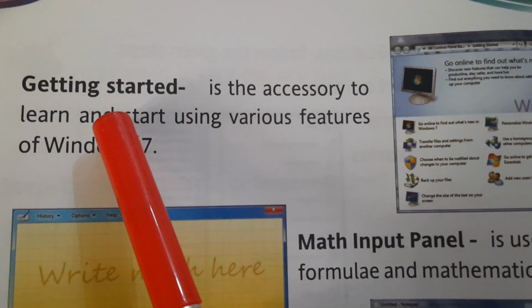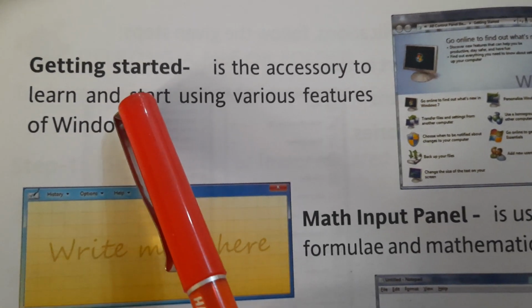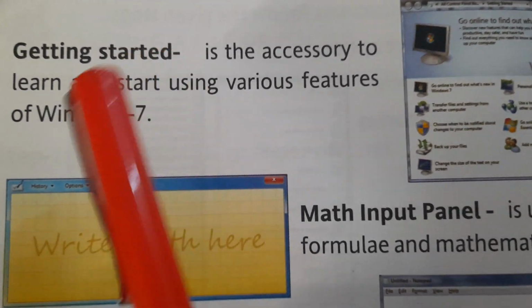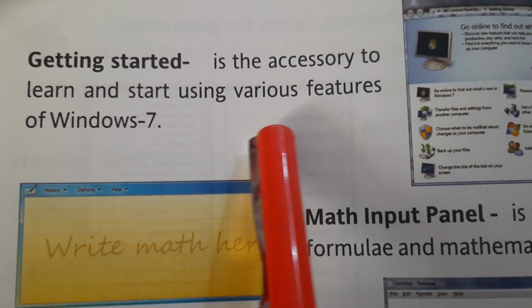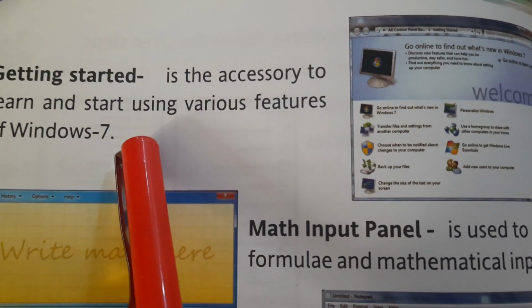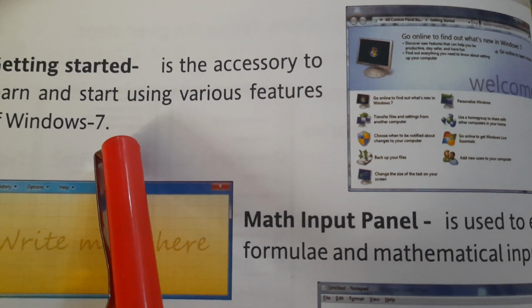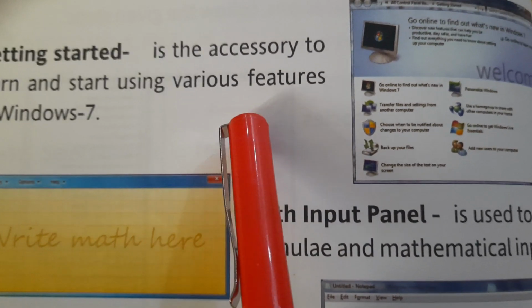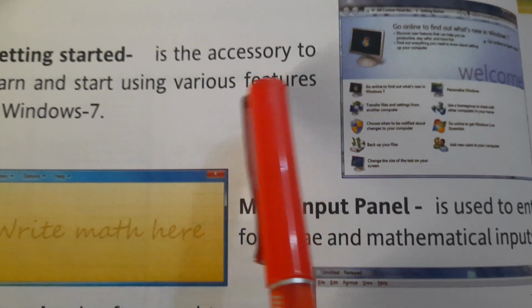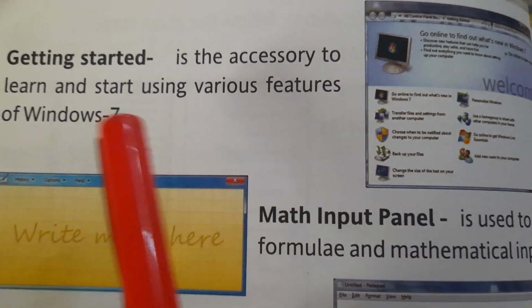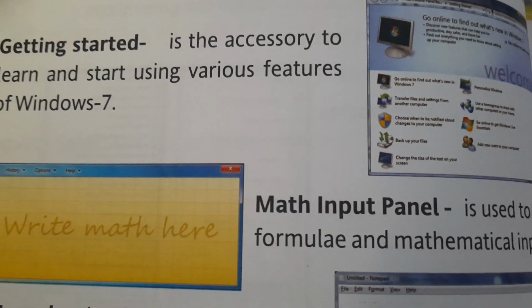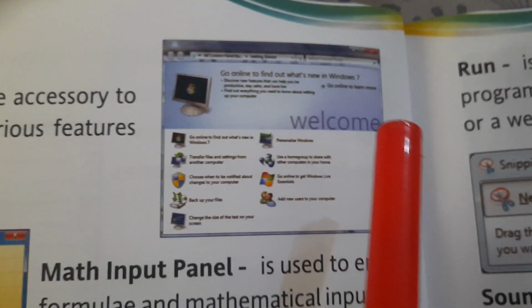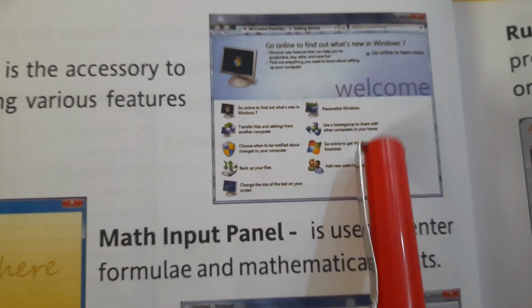Let's see. Getting started. I'm on page number 26. Getting started is the accessory to learn and start using various features of Windows 7. So it is an accessory which is like general information, providing us with how to start and how to make use of the various features of Windows 7. So its screen is almost like this.